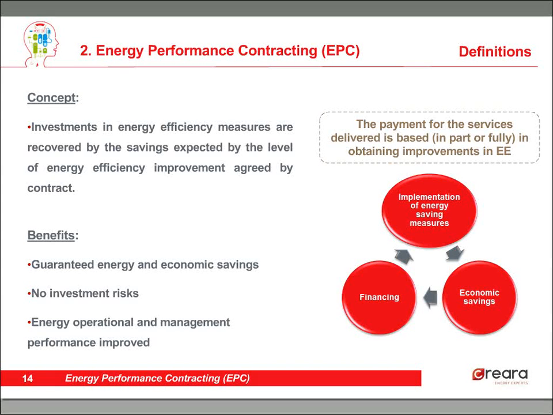Here we can see also a visual explanation of the EPC contract. At the right-hand side, you have these three balls. What we're going to provide to the customer is the implementation of energy-saving measures. This is going to generate economic savings, and that would give us financing in order to pay for the funding provided by the ESCO company.